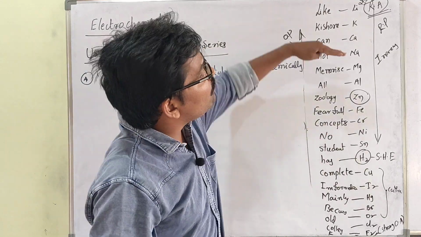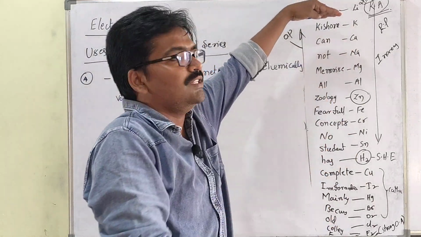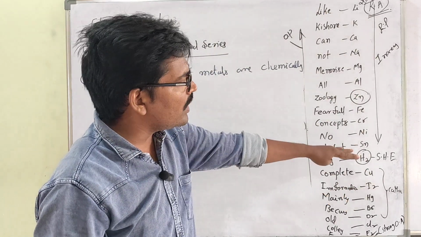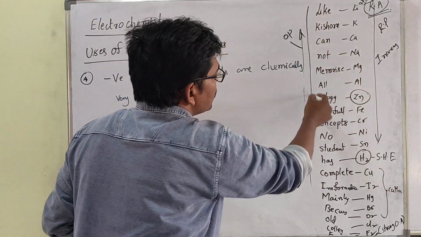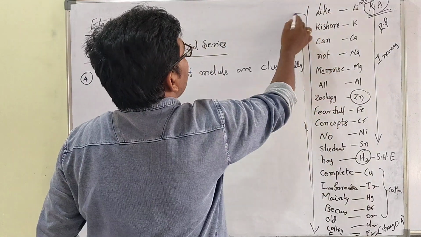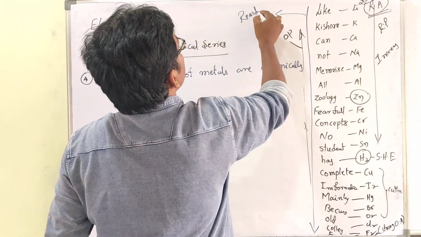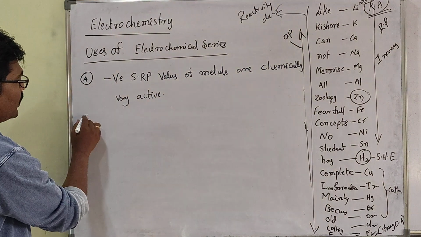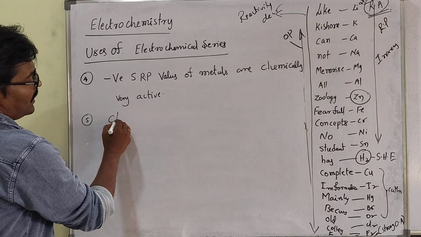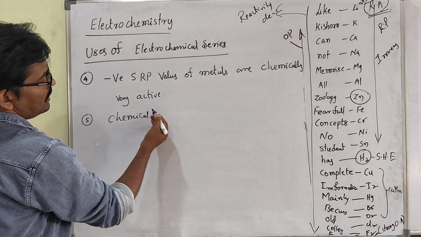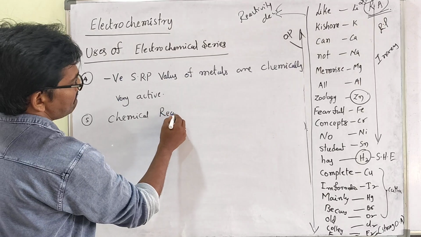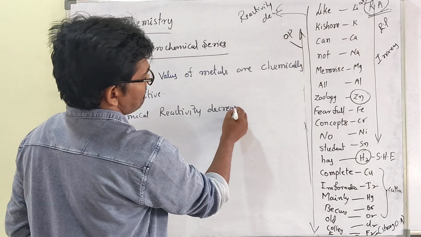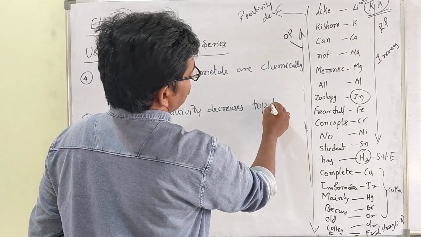Remember, my dear students, when negative value increases, chemical reactivity increases. So when positive value increases, chemical reactivity decreases. So that's what I told, from top to bottom, reactivity decreases. So fifth point, note: chemical reactivity decreases from top to bottom.